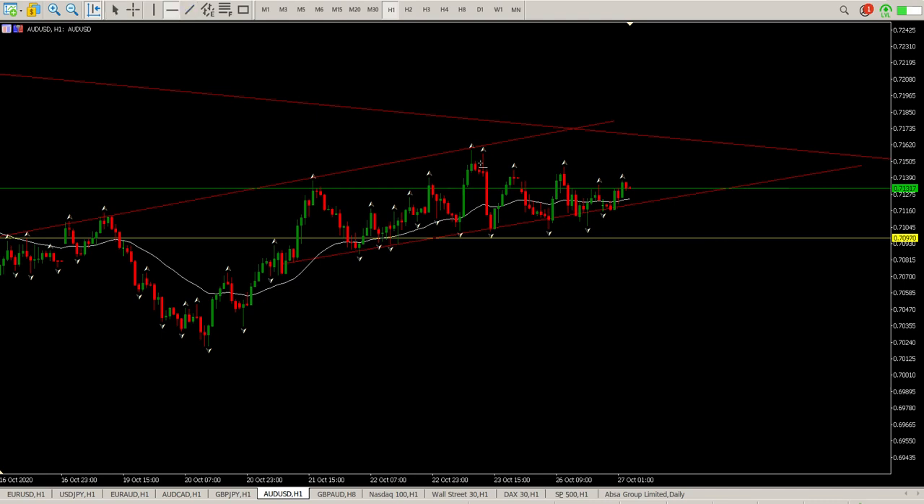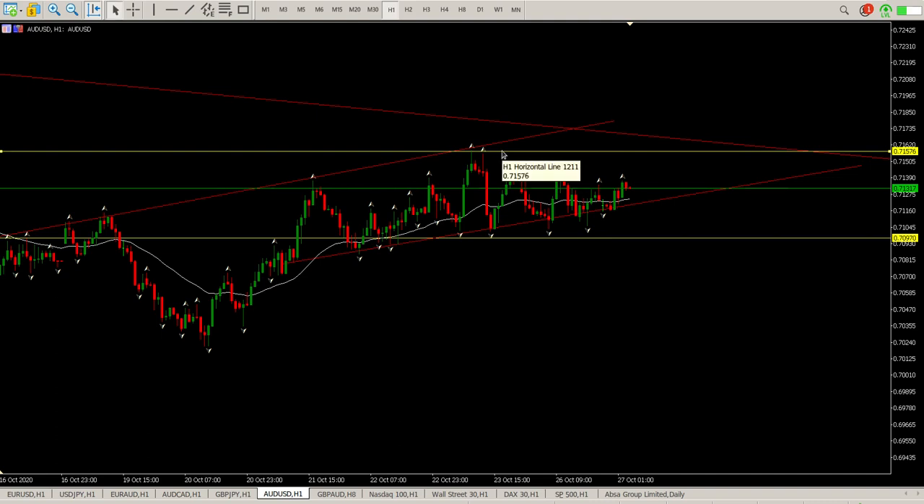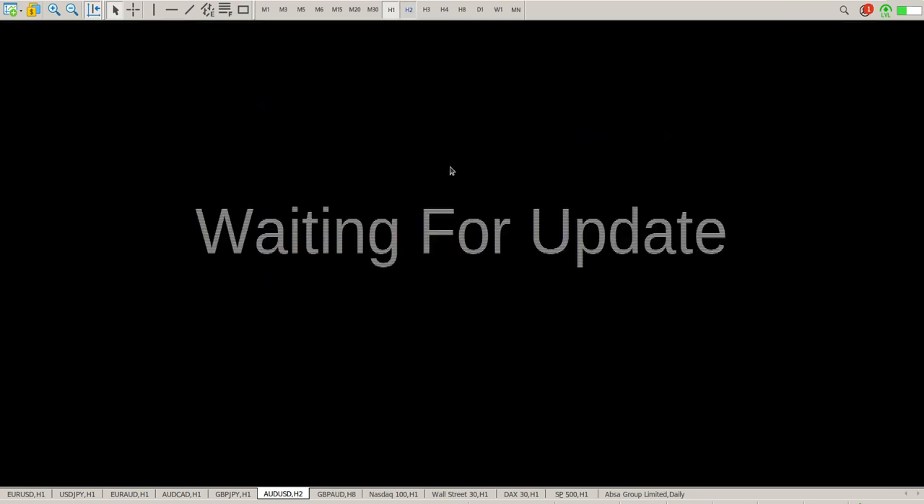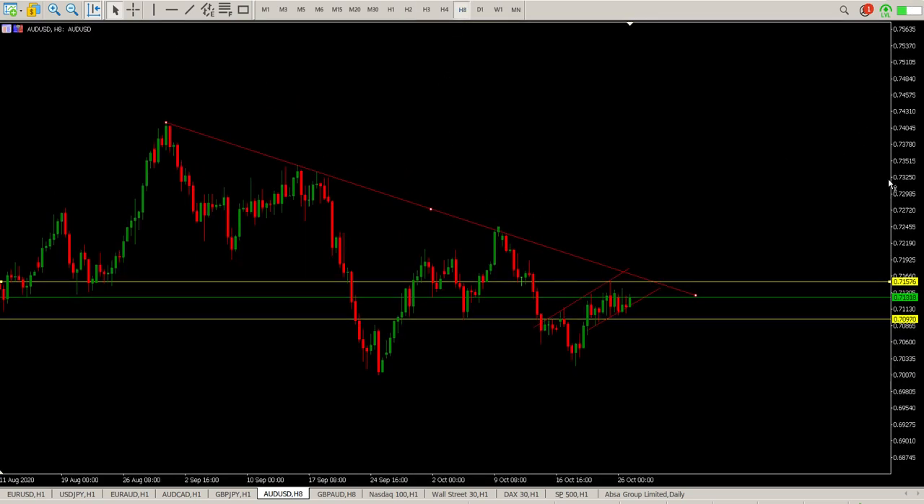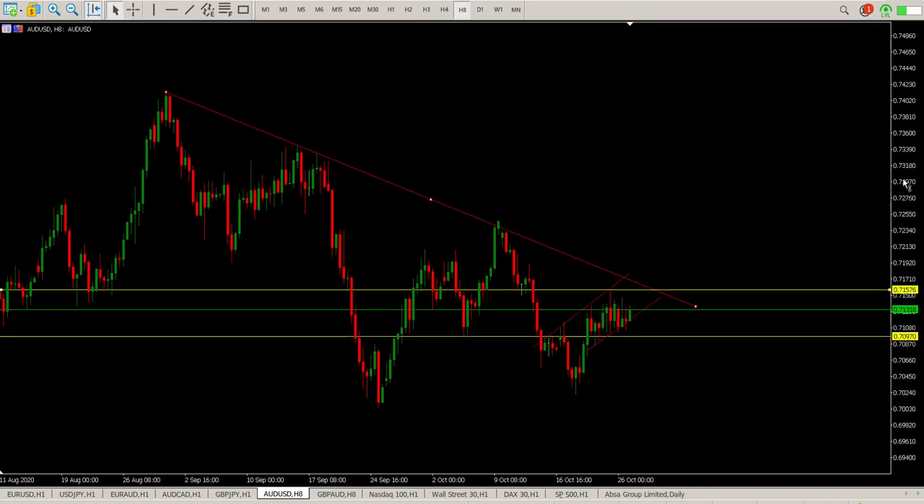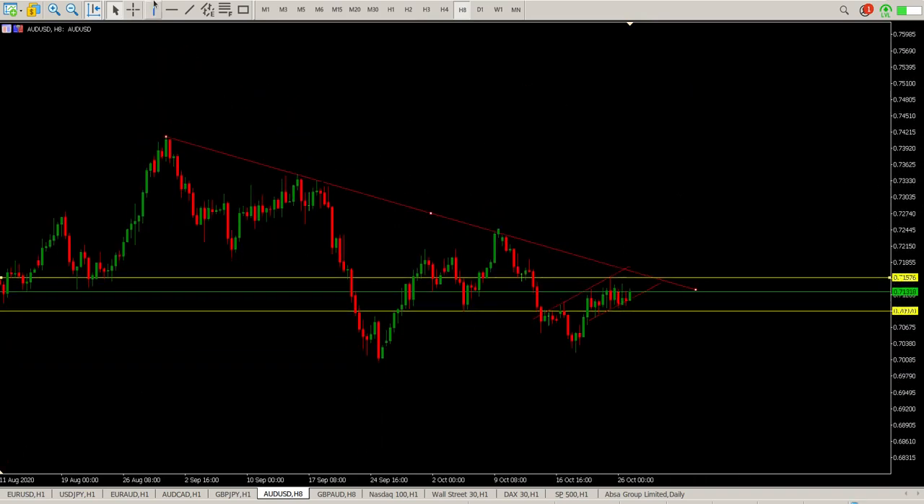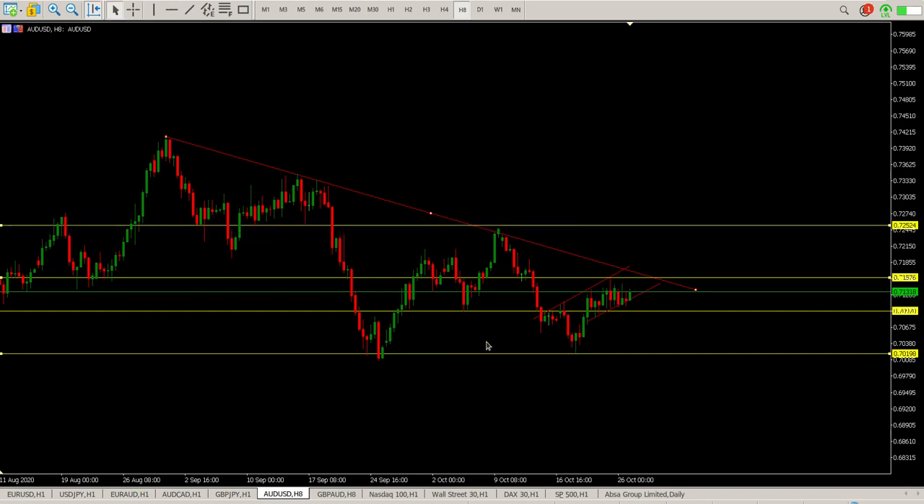I'm going to want to see us get above that high there. We get above this high of 0.71576 and come back and test it, which should coincide with the trend line here. Then I'll look at this pair. But at the moment, it's just going to stay on the watch list. I still think there is something here. I do believe there is something here. And this is what I'm actually looking at here.